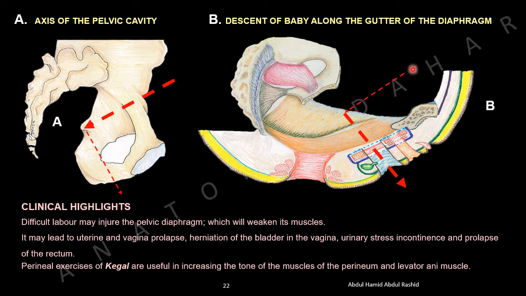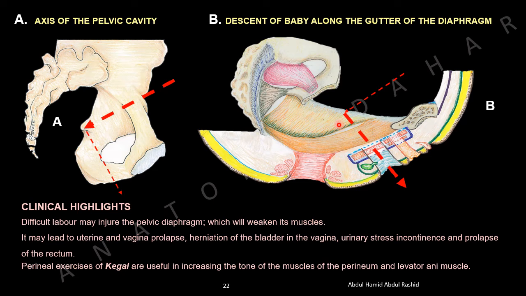So when the baby is coming down through the inlet, it is coming downwards and backwards. By the time it reaches the spine of the ischium, it reaches the floor of the diaphragm, which is funnel shaped. When it touches here, the funnel-shaped floor, which is downwards and forwards, the baby will now come down along the funnel downwards and forwards like that. This is the second part.